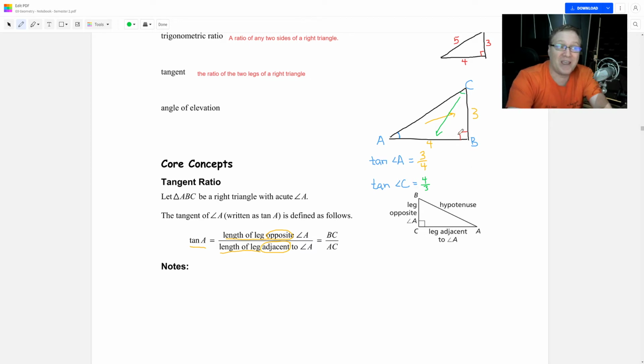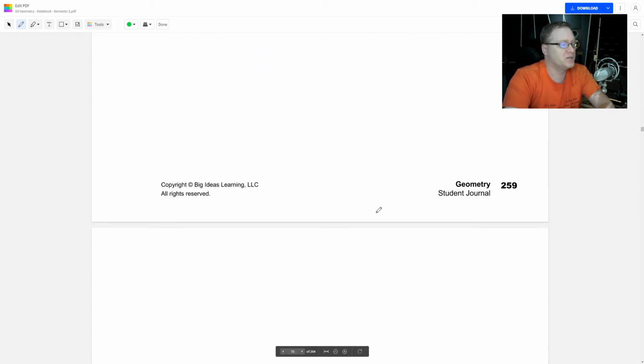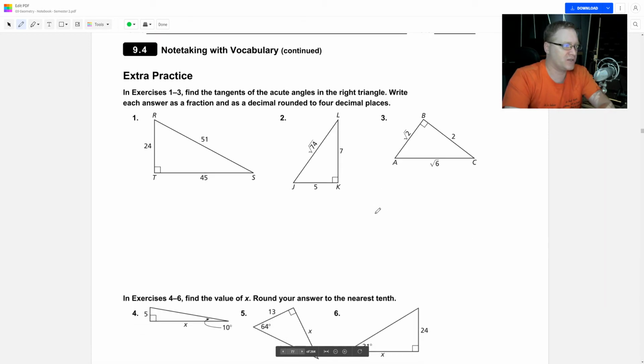Now, we can't find the tangent of angle B because it's the right angle. All right, we're only finding the tangent of the acute angles in the right triangle. All right, this is an acute angle and this is an acute angle. Okay, so I hope that's clear for now. We're going to do a few examples to see how to do this. All right, so let's move on to our exercises here.